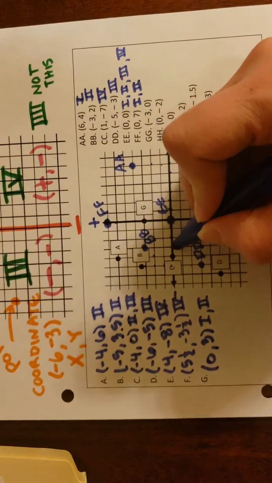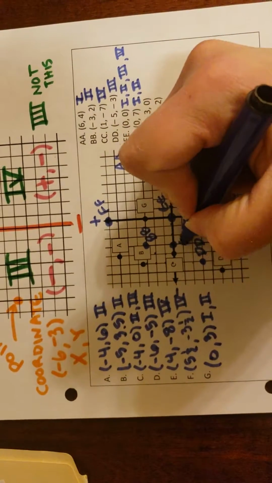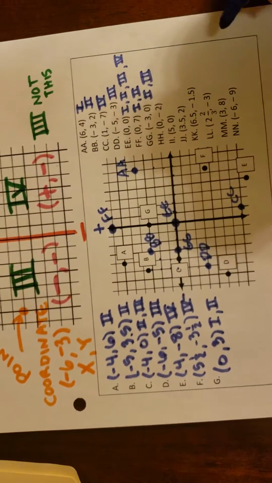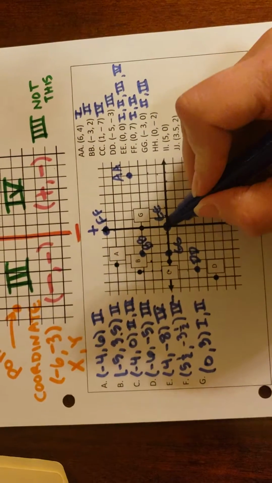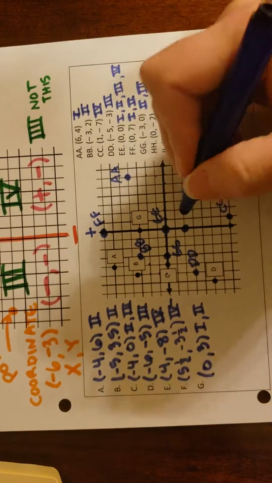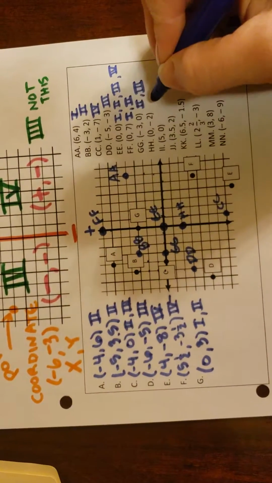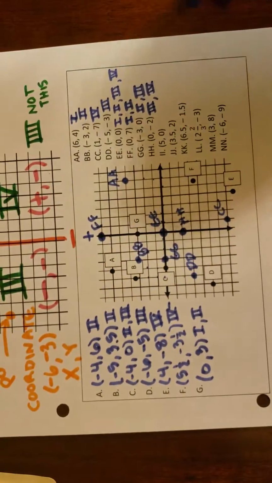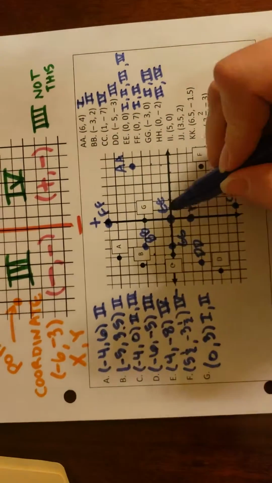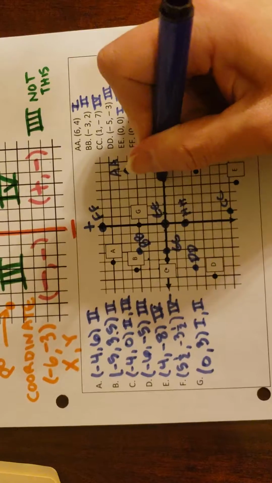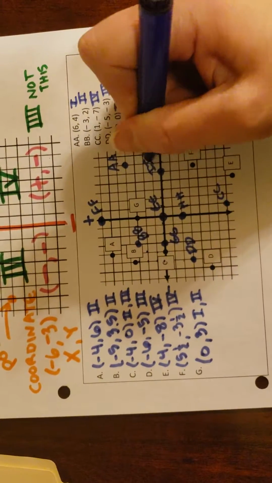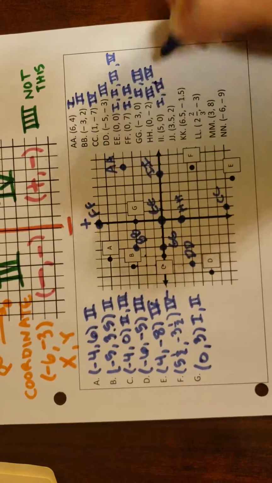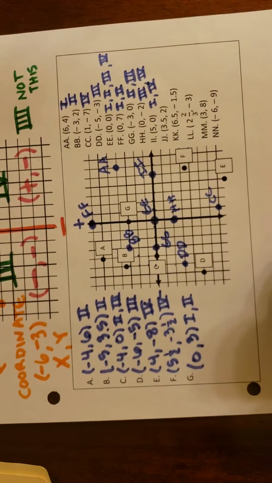G is -3 and 0. GG, that's between 2 and 3. 0 and -2, so start in the middle. 2 down, so that's H and H. And that's quadrants, what? 3 and 4. 5, 0. 1, 2, 3, 4, 5 to the right, and then 0. So that's I in quadrant what? 1 and 4. Good.